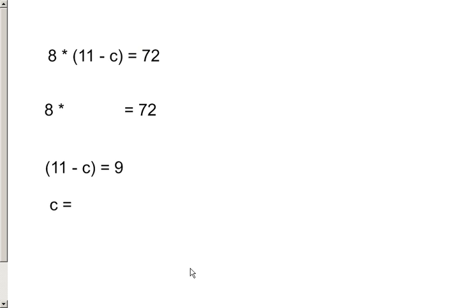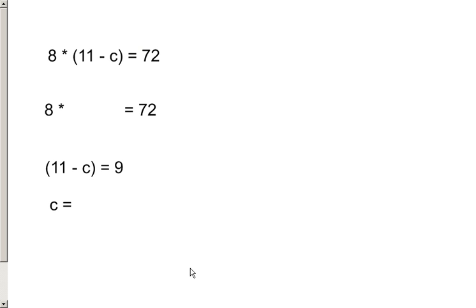Well, I know my multiplication facts. 8 times 9 equals 72. So whatever 11 minus c is, whenever I want to solve it, I know that it has to equal 9 because 8 times 9 is 72. So you see that I've written 11 minus c has to equal 9.